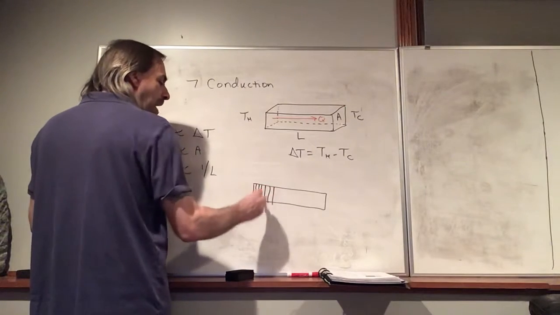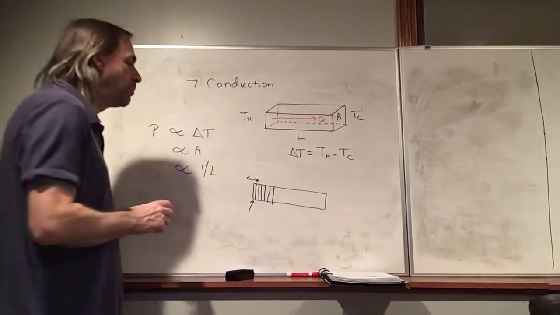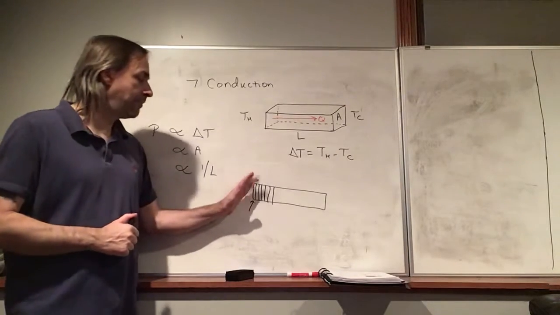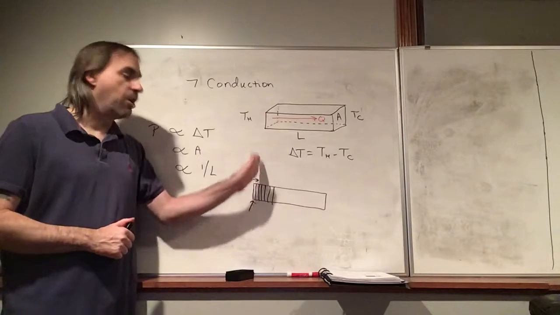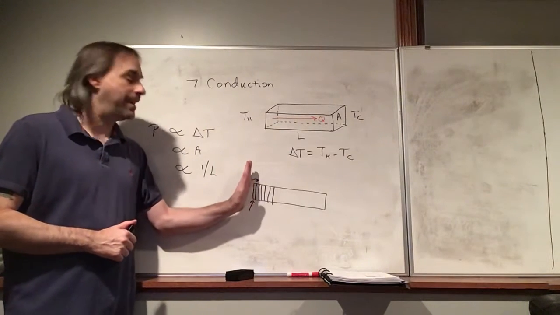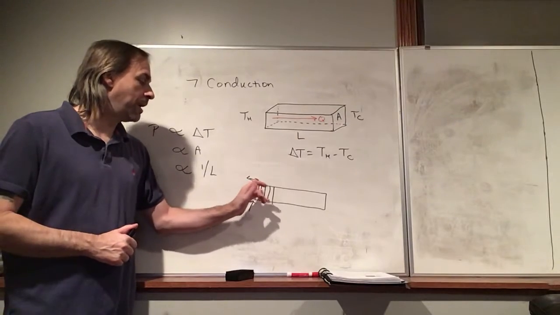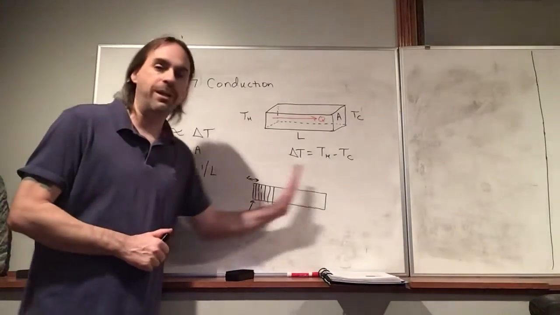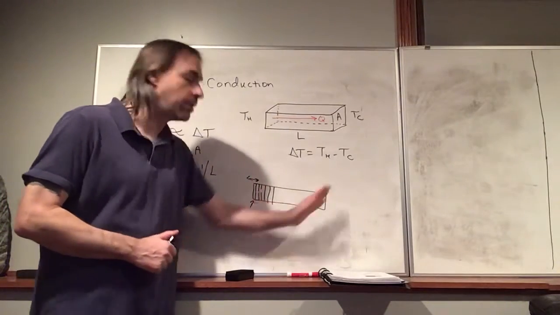So if you apply heat to this end here, these molecules are going to oscillate more rapidly, and they're going to collide with the next layer of molecules and transfer some of that extra energy to them. And then these molecules are going to collide with the next layer, and that's why conduction happens. It's these collisions, and again, it doesn't instantly happen.